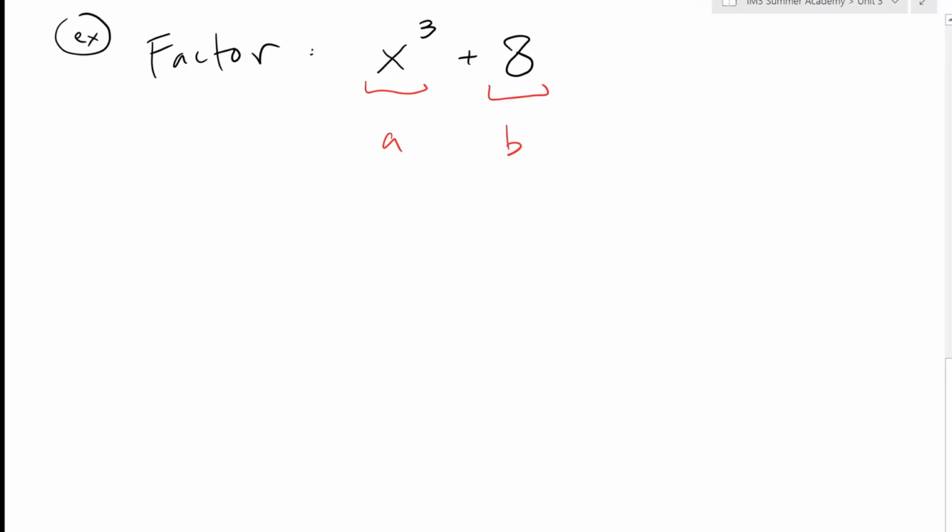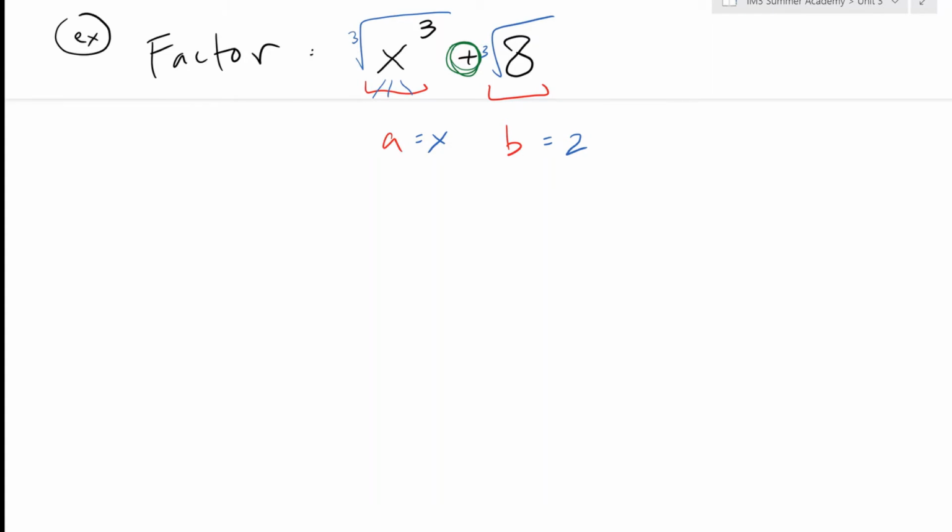Can I take the cube root of the first piece? Let's see. Can I take the cube root of it? Yeah. The number or the term that breaks up x to the third into 3 of the same pieces, something times something times something, would be an x. So A is x. Now B, can I also take the cube root of this number? What times what gives me 8? And that number would be 2. So yes, I can cube the first piece, I can cube the second piece, and then we look. It's going to be sum, and we use SOAP for that part.